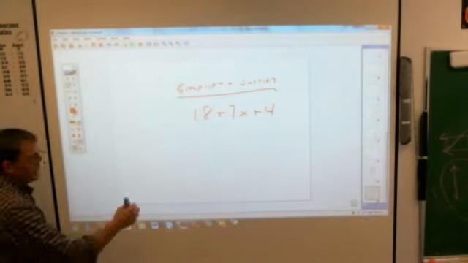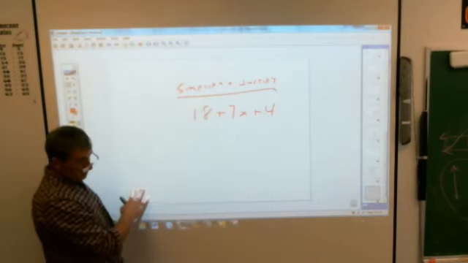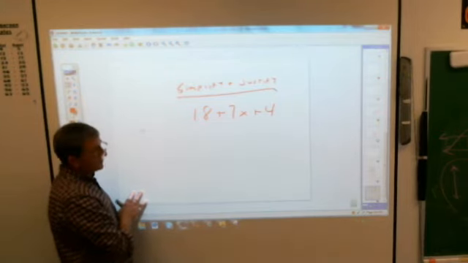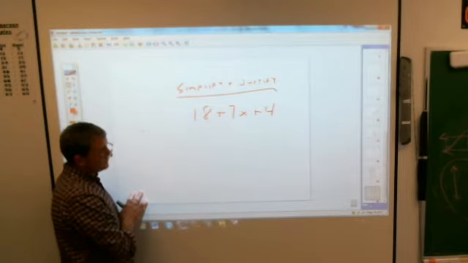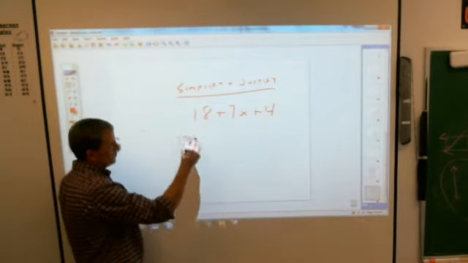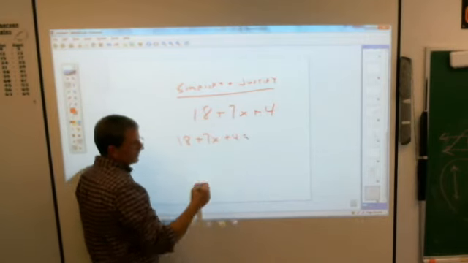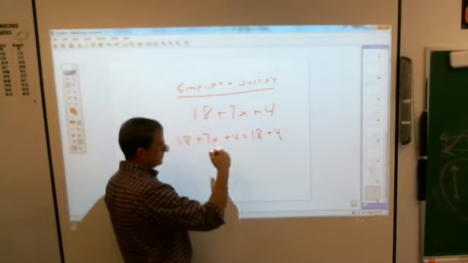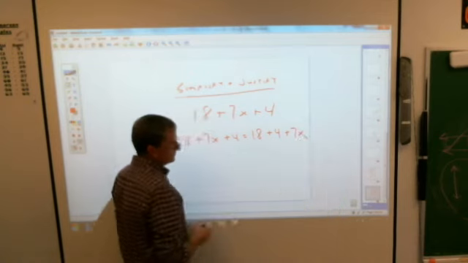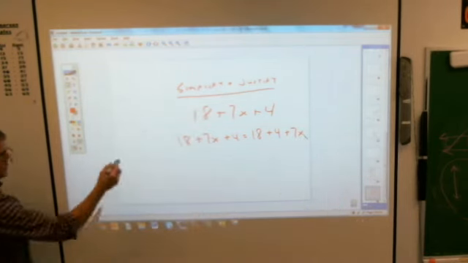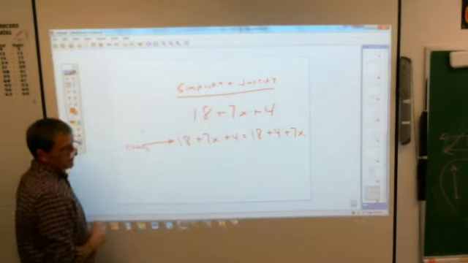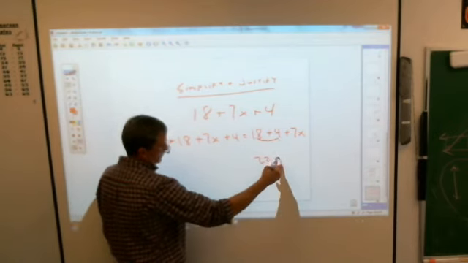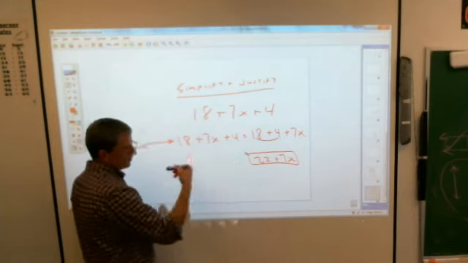So somehow, ladies and gentlemen, I've got to get the 18 next to the 4 and be able to justify it using the properties I know. Any suggestions? Aaron? Which one am I going to commute? The 4 and the 7x next. All right, because of the commutative property, watch, I'm going to rewrite what I have here. 18 plus 7x plus 4 equals, Aaron said I can flip-flop these two, 18 plus 4 plus 7x. Correct? Because of the commutative property. And then what can you do from there? Add 18 plus 4, it is 22 plus 7x. And then it's simplified because you can do the commutative property.